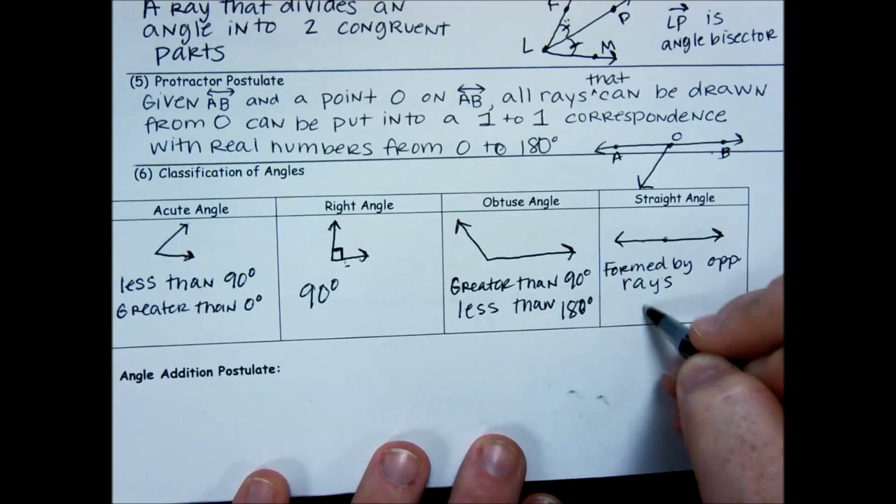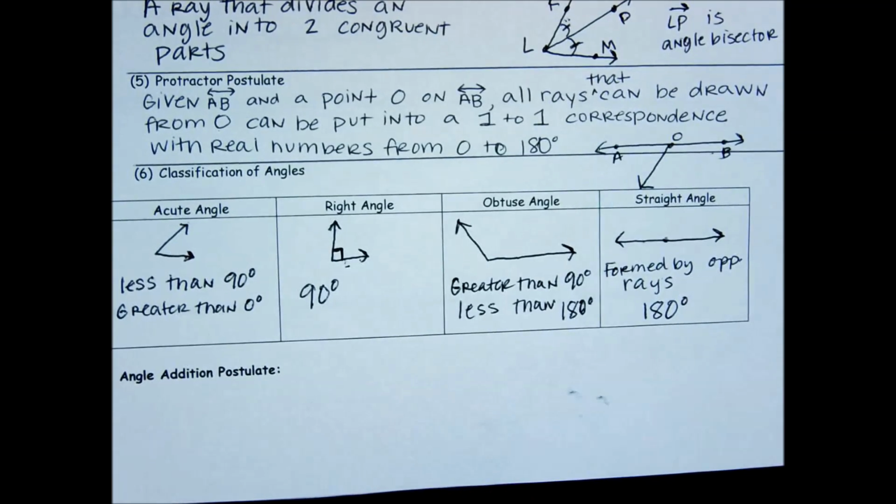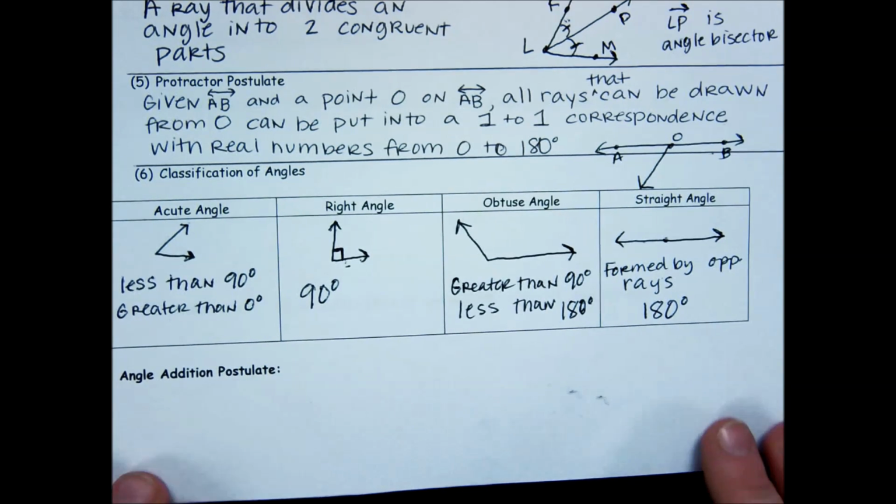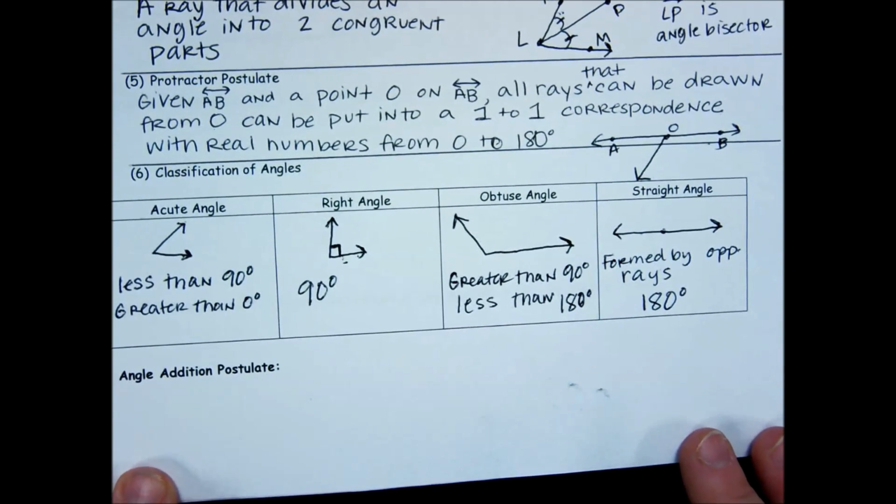And measures 180 degrees. So anytime I have a straight line, a straight angle, that is 180 degrees. So the last thing we're going to talk about definition-wise is the angle addition postulate.